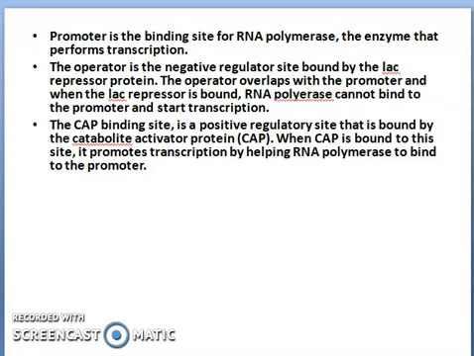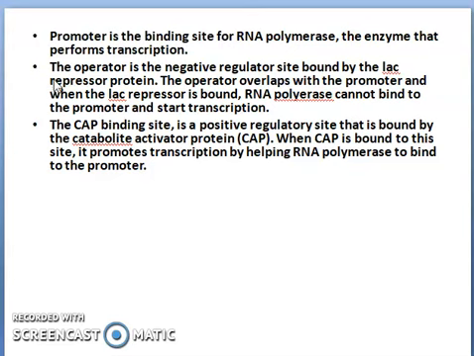Now in our next slide we will be dealing with the CAP protein and what is a negative regulator. See, in the first point it has been written that the promoter is a binding site for RNA polymerase, the enzyme that performs transcription. Yes, the place of RNA polymerase is a promoter, where it will come and bind for further transcription to take place.